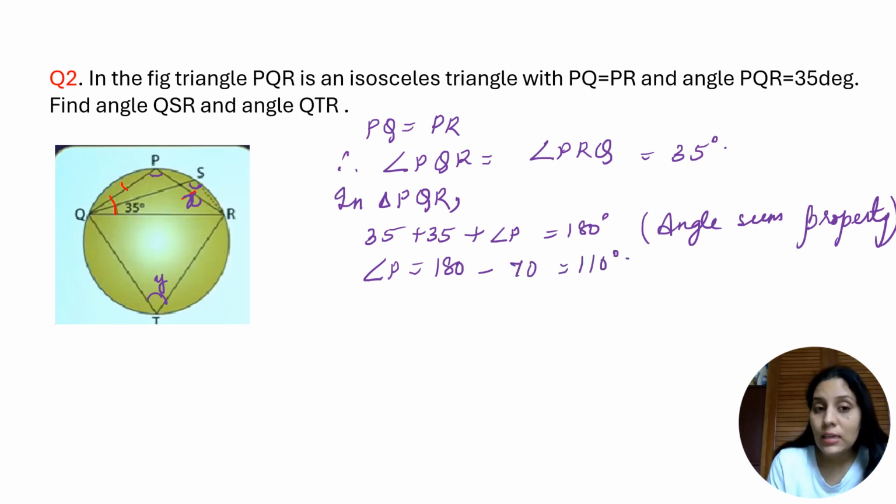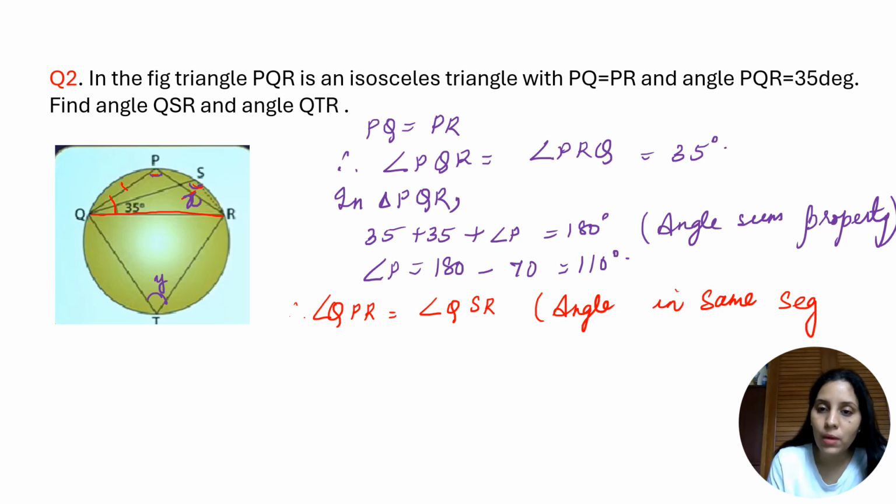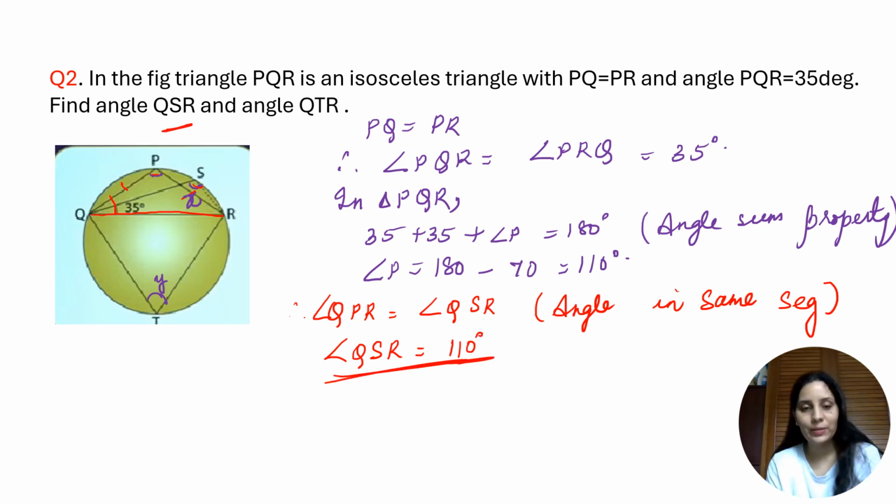Now if we observe, angle P is forming using the chord QR. Similarly, angle S, that is X, is forming using the same chord QR. So I can write that angle QPR is the same as angle QSR, because angles in the same segment are forming using the same chord. So angle QSR is equal to 110 degrees. So this is one angle.